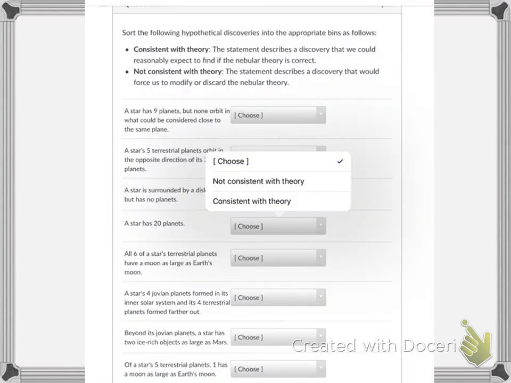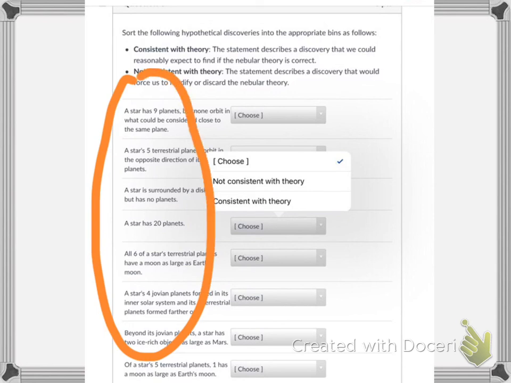And then finally, the last question, question 6, has to do with whether or not these various descriptions are consistent with the solar nebular theory, or if they are not consistent with the solar nebular theory.